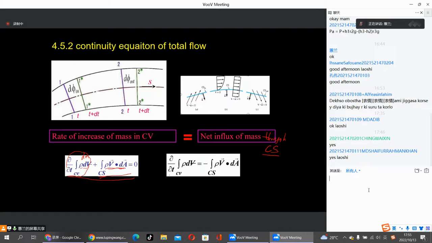And it can be written this way. We say if the mass inside the CV increases, definitely the mass through the control surface should decrease, right? Some go up and the other should go down. That's why the total will go to zero. Okay.